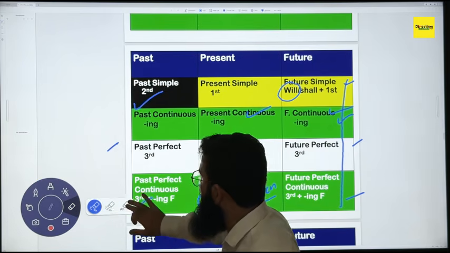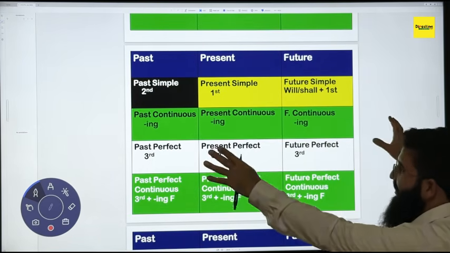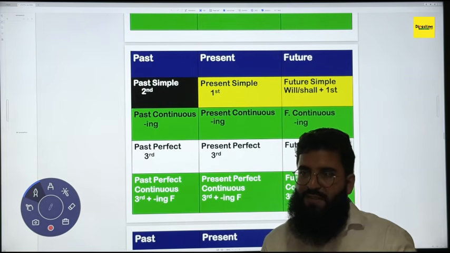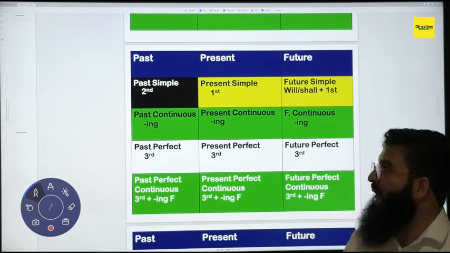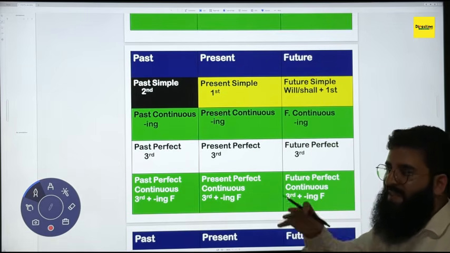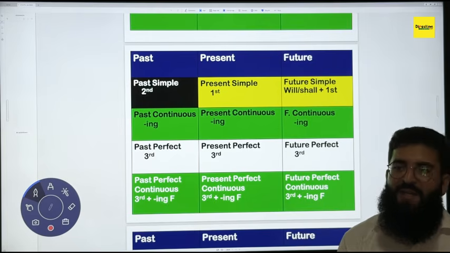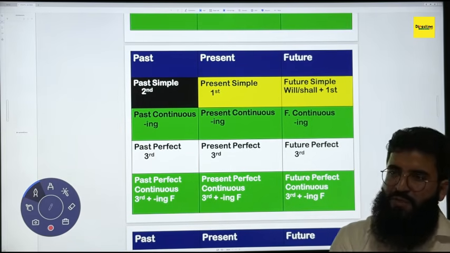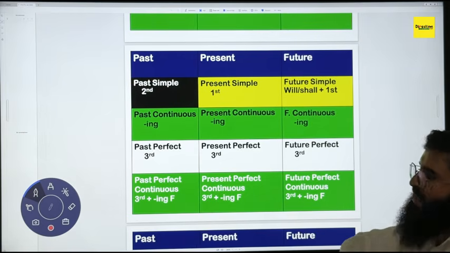If I ask you what is the full structure of this tense, this time I am telling you the structure of the tenses. Then I will move towards the function: where to use past simple, where to use present simple, where to use future simple. But this time I am not showing you where to use. I am telling you what is the structure of past simple, present simple, future simple, and all these tenses. It is now super easy.